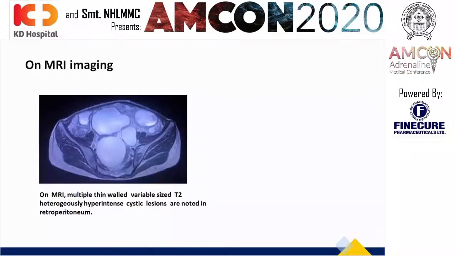On MR imaging, multiple thin wall T2 heterogeneous hyperintense cystic lesions are noted in the retroperitoneum.